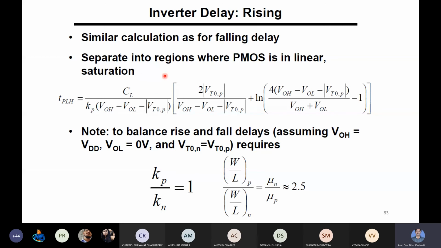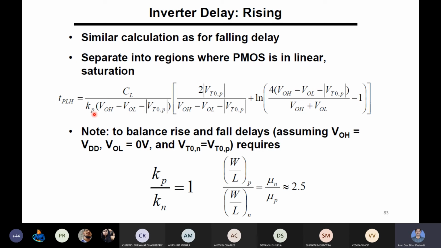When the output pulse is rising from low to high, a similar analysis can be performed and we can find out TPLH. So TPLH is coming, in that case the PMOS transistor is playing the role. Here the NMOS transistor was initially in the saturation region, then it was in the linear region. So when it is rising, just the opposite case will be happening. So PMOS will be in the main role.